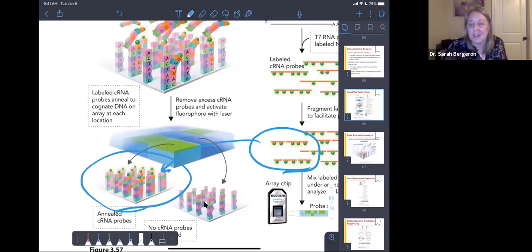Yeah, it's not GFP, it's something different. It is something different, and there are lots that you can do, and it doesn't really matter what it is.